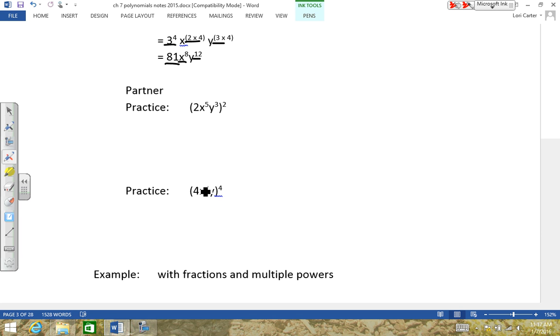You take the 2 times the 2 and the 5 and the 3. Not times the 2. It's 2 squared. Which would work this time, but don't do that. Okay, what's 2 squared? 4. 4, x to the 10, y to the 6. Good.